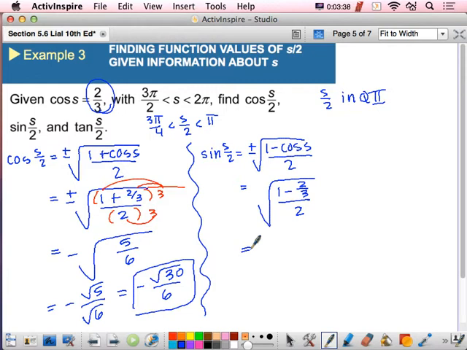So we'll perform the same operation here. We'll multiply top and bottom through by 3 to simplify the complex fraction. And we will get 3 minus 2 over 6, right? So square root of 1/6, which we will split up into the square root of 1 over the square root of 6, which is really 1 over the square root of 6, right? Which is square root of 6 over 6. Good.